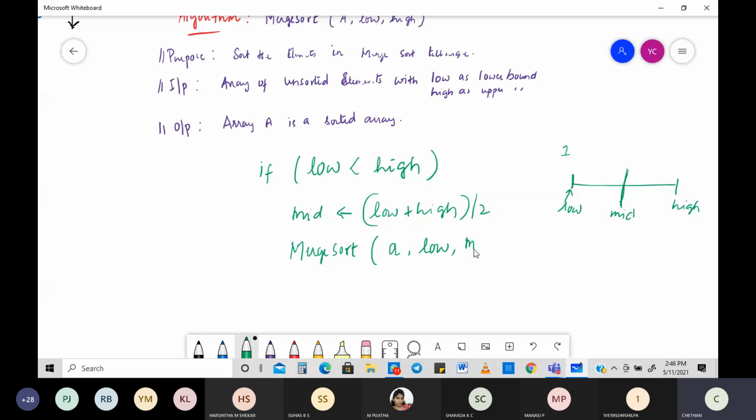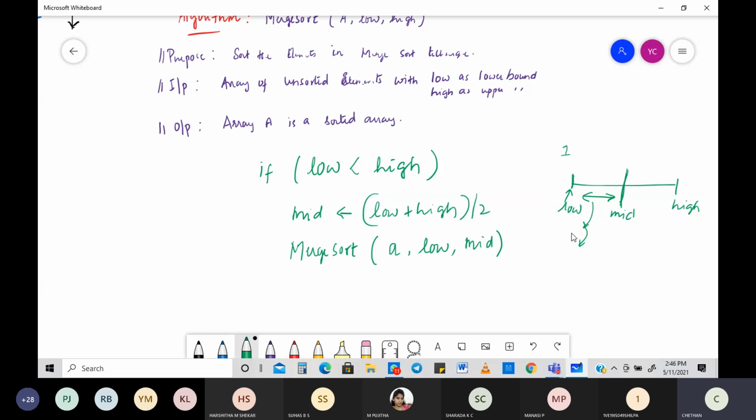So this will be done repeatedly. Why repeatedly? Because again this will be split again. Again it will be split again. So this keeps on doing repeatedly. So only you can see this. It's calling that function merge sort, low, mid. Okay, keeps on doing repeatedly.